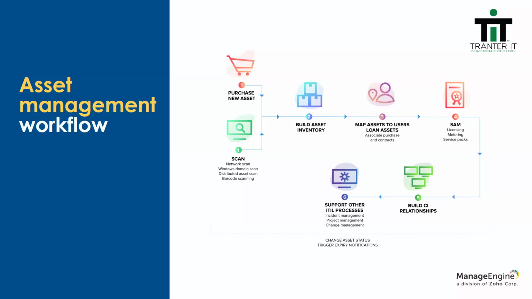Then we can build a CI relationship, a configuration item relationship, and support other processes like incidents, projects, and change management. This scan can be scheduled. So we can ask it to always scan on a daily basis at a particular given time, so as for us to know assets that are actually in use and in stock, the ones that need to be changed, or assets that are in a repair state or already expired.